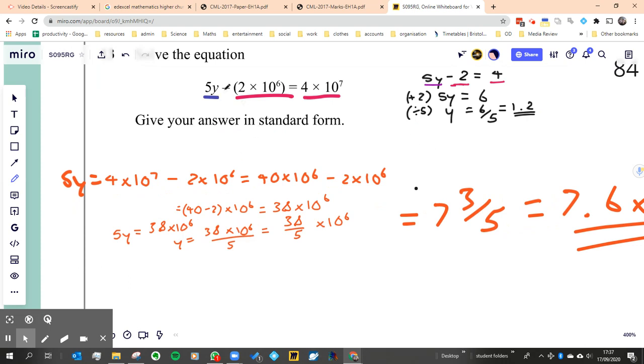So right at the start, I put a minus there. When I moved it to the side, it should have been a plus. So that's a plus, which means that's not 38, that's 42. 42 times 10 to the 6. So we're going to replace all the 38s with 42. And 42 divided by 5, the closest number this time is going to be 40.